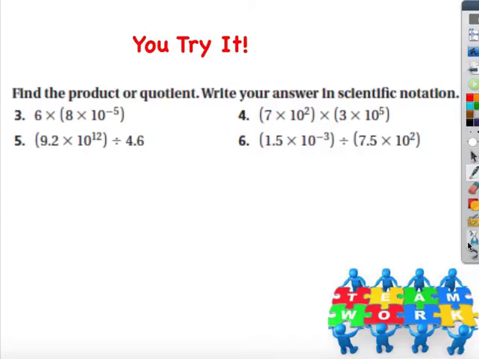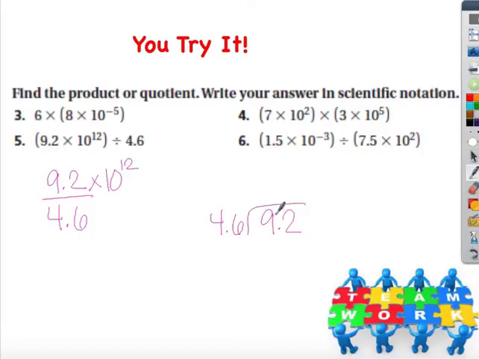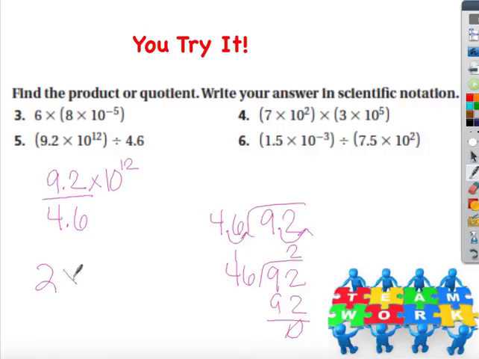Number 5, 9.2 times 10 to the 12th divided by 4.6. So we are going to divide our factors, and then we have only one power of 10, so we're not going to have to do anything with that. So off to the side, 9.2 divided by 4.6, and we have 46. That goes in 2 times. So we have 2 times 10 to the 12th. And that is in scientific notation. So you are done.